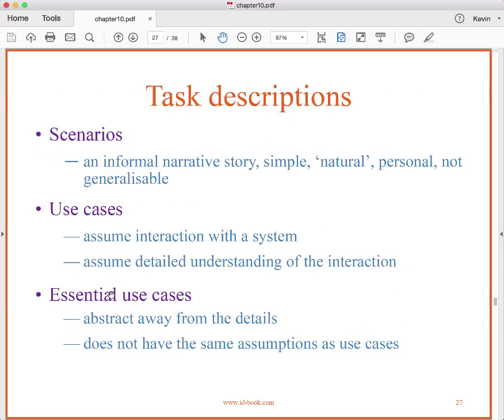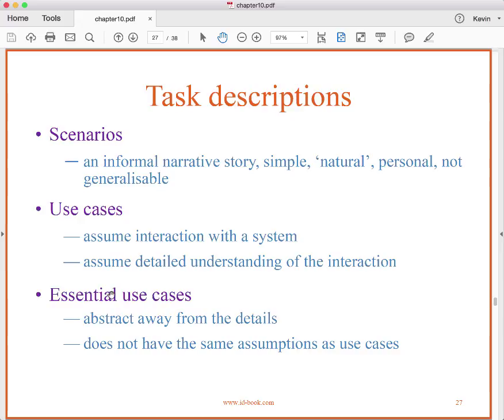Now just about everybody's approach to expressing requirements describes the tasks being done by the users in some way or other. In our chapter we talk about three, and I'm going to add a fourth. So scenarios are very popular with interaction design folk. It's an informal narrative story. It's simple, natural, personal, and not generalizable. And we'll see an example of a scenario.